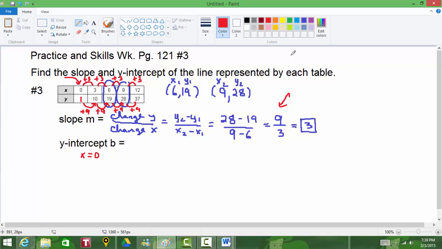Okay, so our y-intercept is going to be the value of 1. So our y-intercept would be equal to 1. If they asked us to write it as an ordered pair, we would write down 0, comma, 1. But in this case, they're just asking for the b value of the y-intercept. So that's going to be your answer.